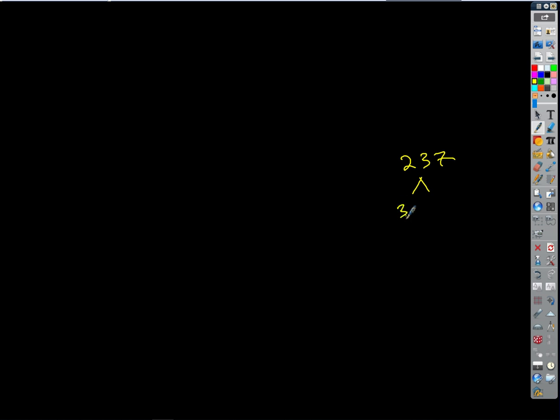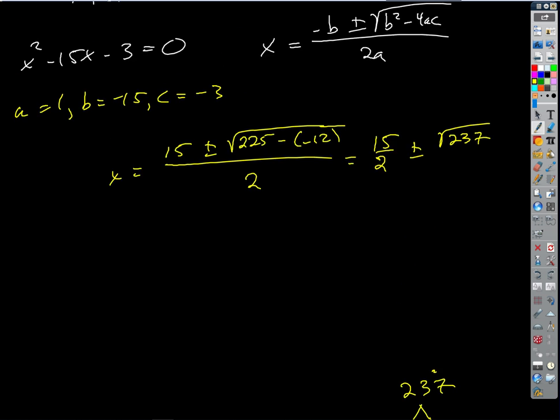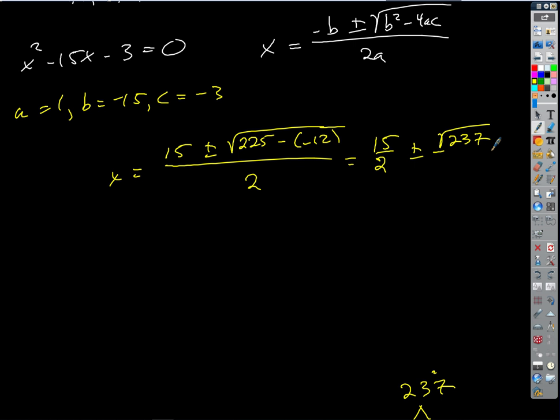Let's see what happens. 3 goes into 237 79 times. But 79 is prime. Nothing goes into 79. We can't find any factors of 79. So do we have any couples? Nope. So we're stuck with that under the radical. Makes it a little bit easier. So those are our 2 answers, right?